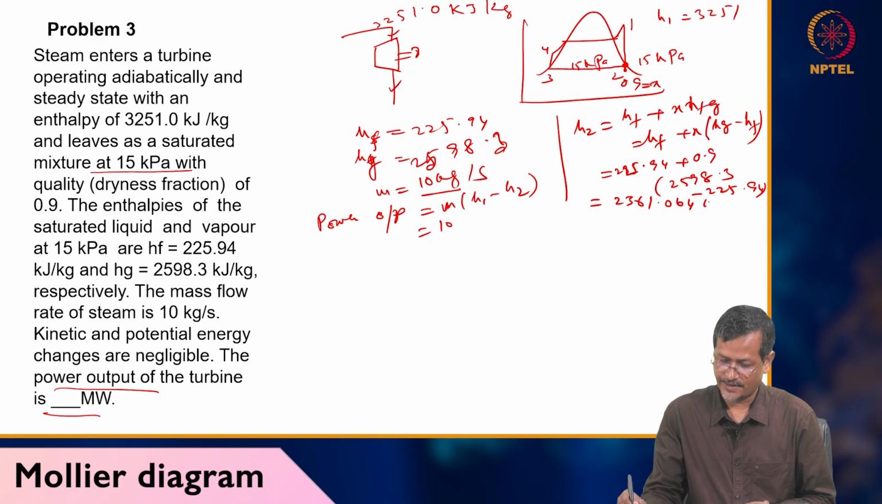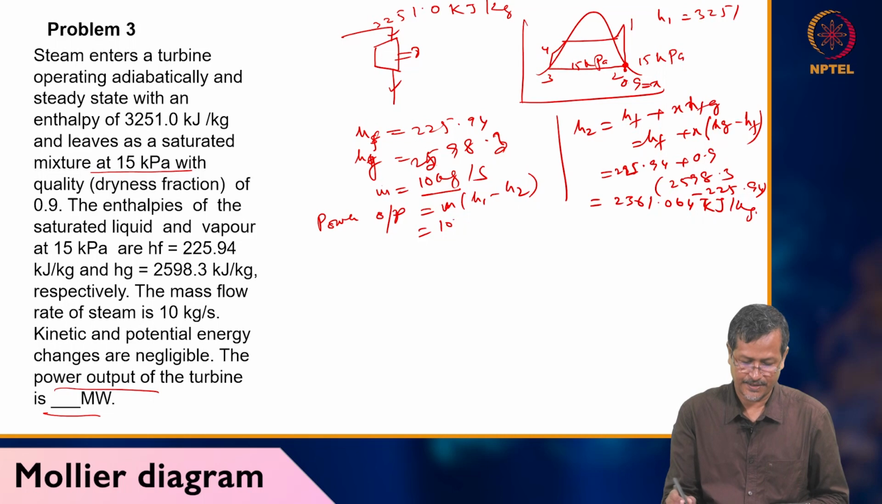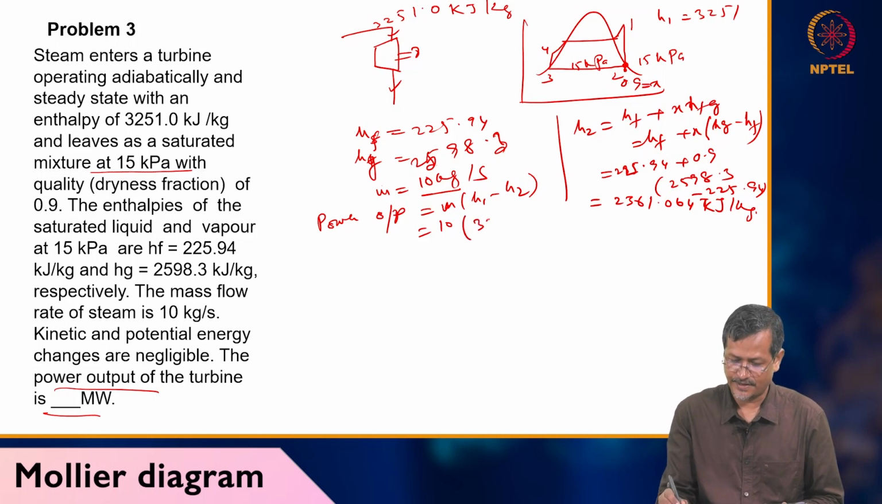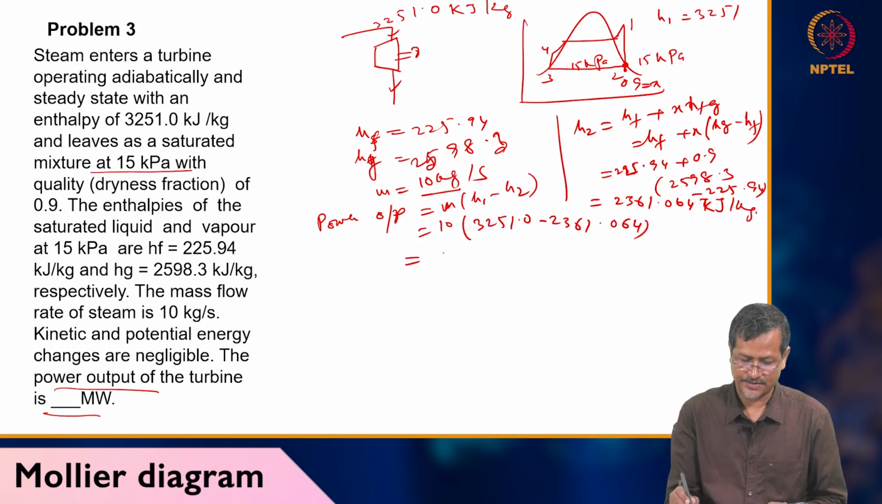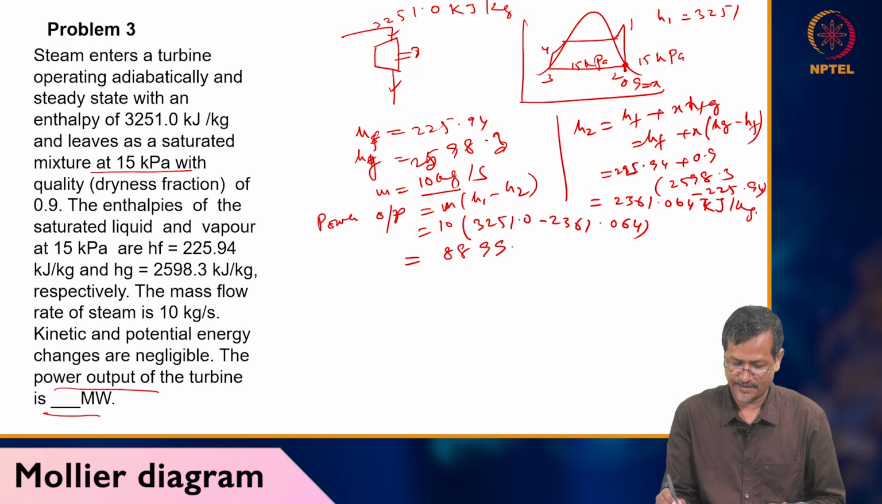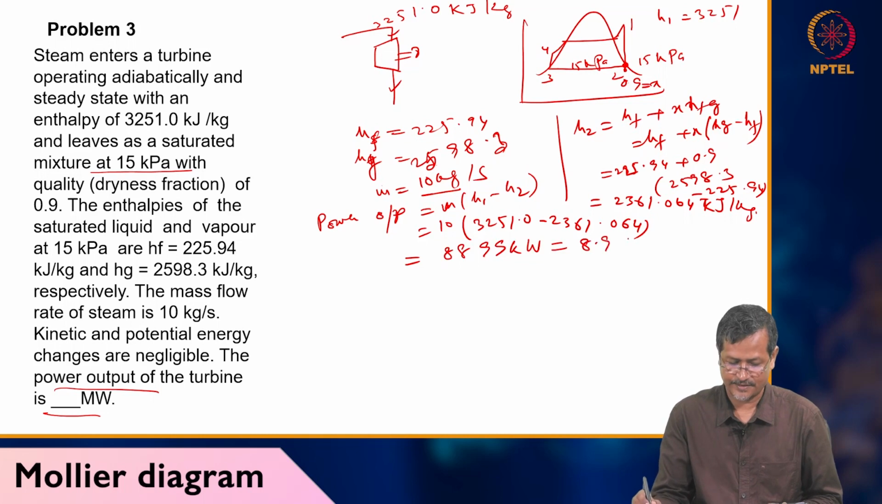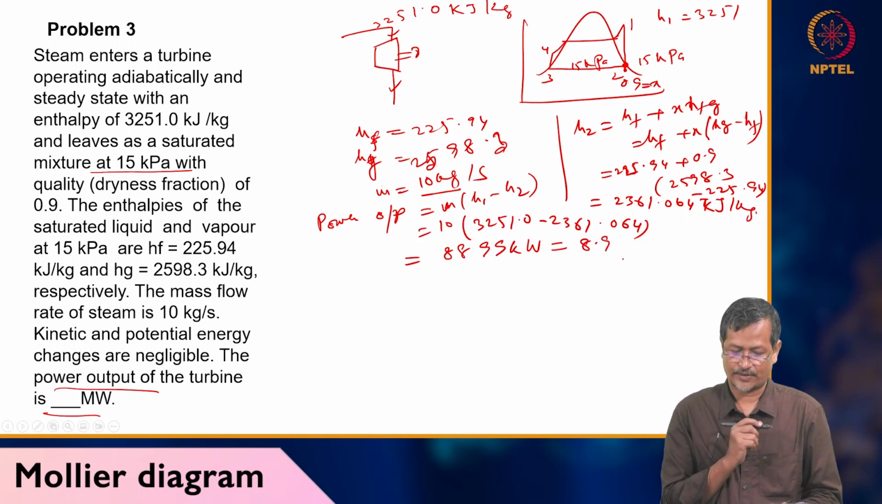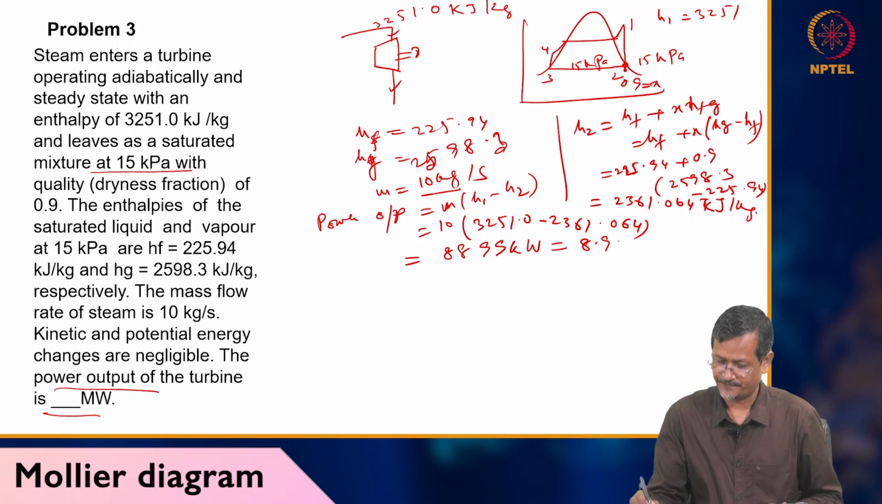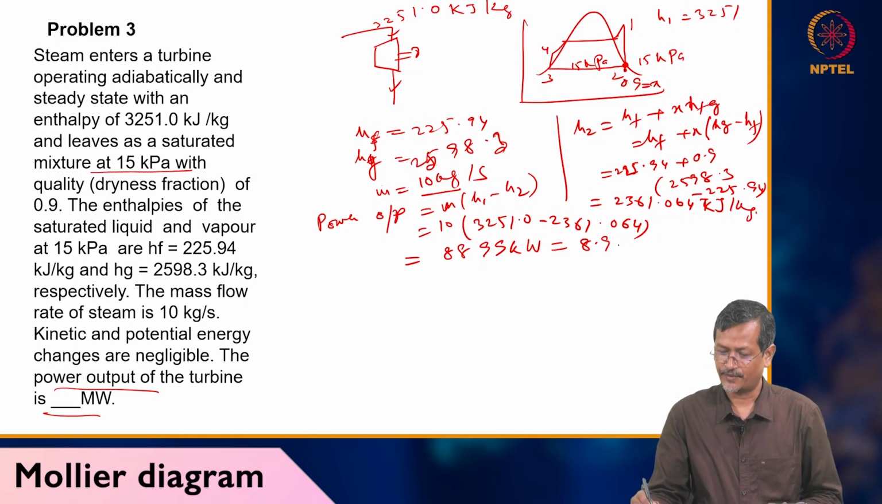So this is giving 2361.064 kJ per kg. Now P will be coming 10 times 3251.0 minus 2361.064. So this is giving 8899 kilowatt. Can you check whether kilowatt or megawatt is coming? Megawatt, right? So it is giving 8.9 megawatt.